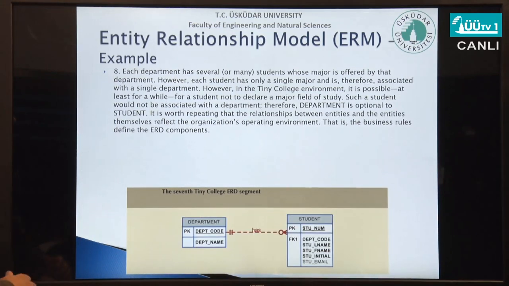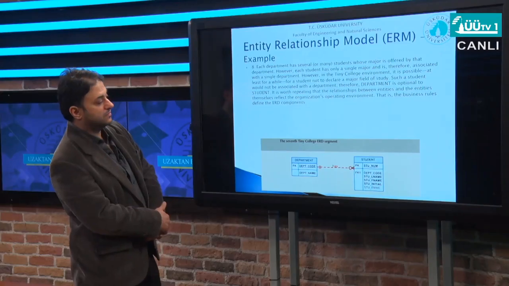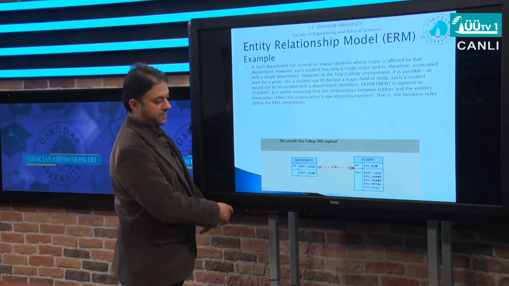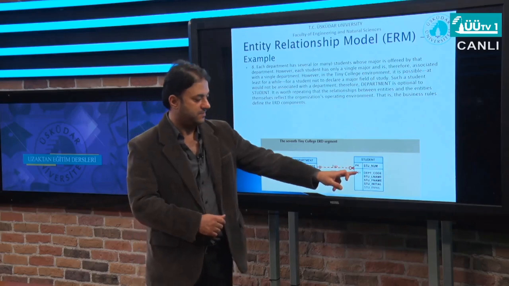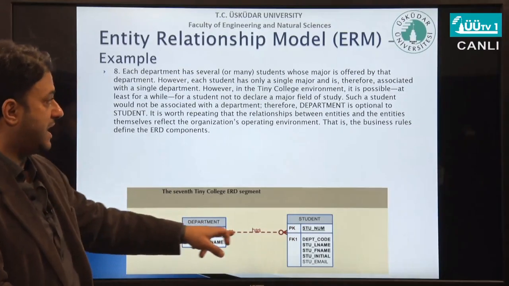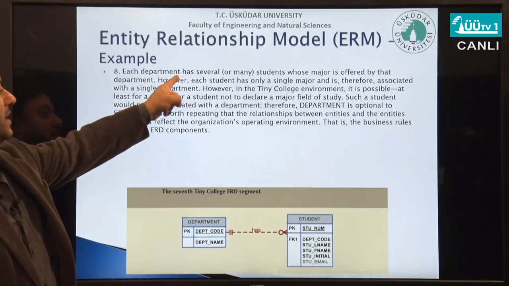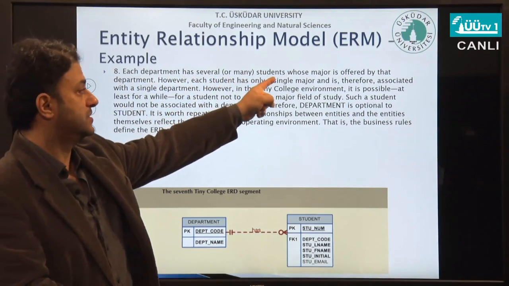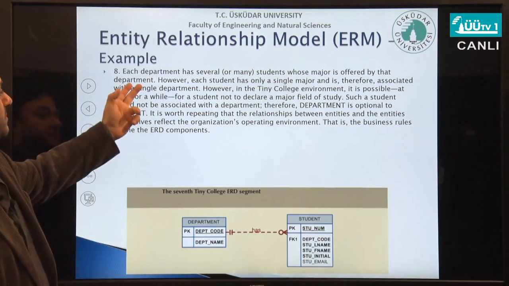Okay, now for department and student. Each department may have many students. Each department may have many students. So each department has several or many students, who are measured over by the department.